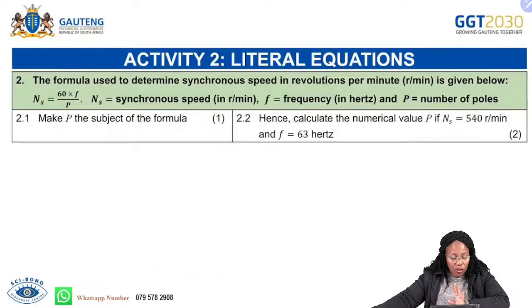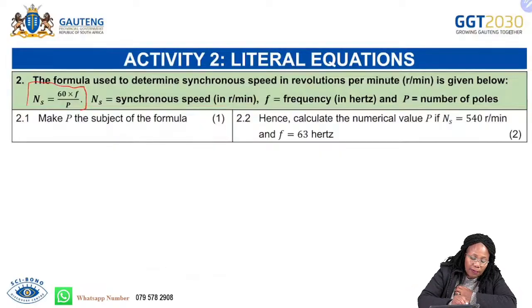on literal equations only now, to ensure that you really understand what we mean by that. In this case, they say the formula used to determine the synchronous speed in revolutions per minute is given below. That is ns, which is synchronous speed, is equal to 60 times f, where f is for frequency, divided by p, and p is the number of poles. So the first question, 2.1, you need to make p the subject of the formula from the given formula.